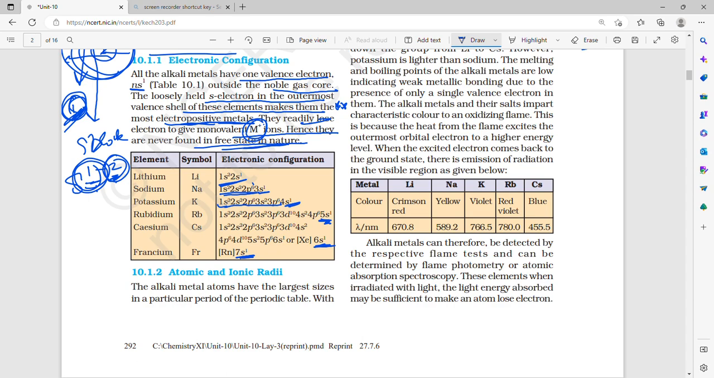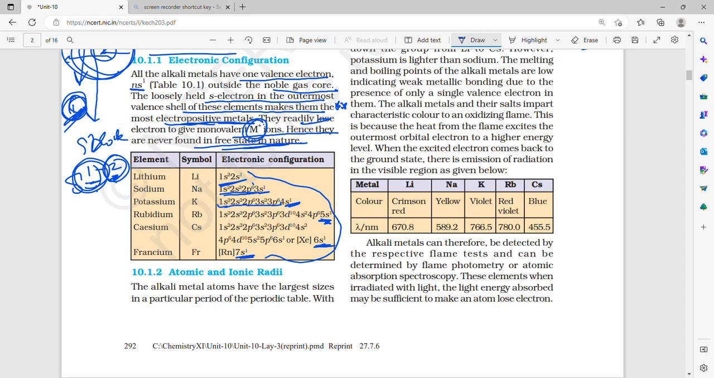You can notice that if these elements lose this one valence electron which is loosely held in the s orbital, then they will attain noble gas configuration. So they readily lose it, and that's why their ionization energy is lesser as compared to group 17 elements, because they readily lose the electron.